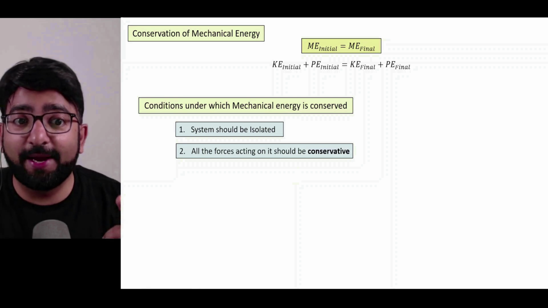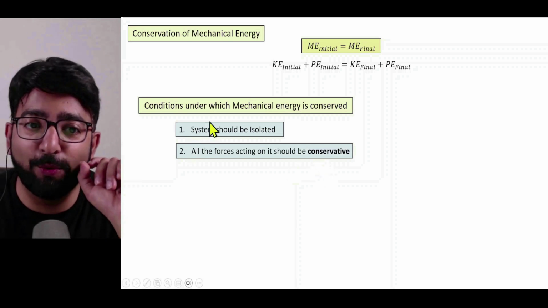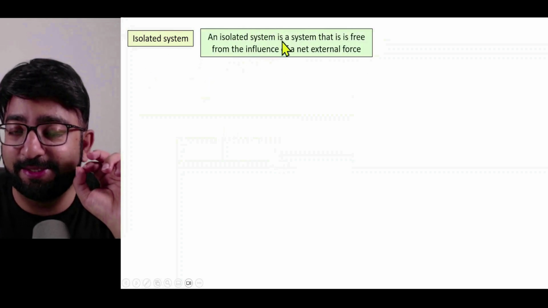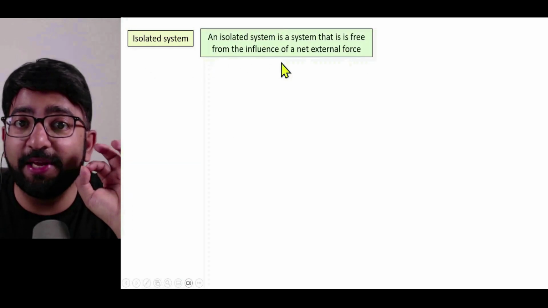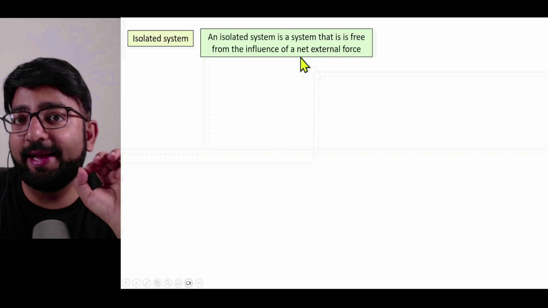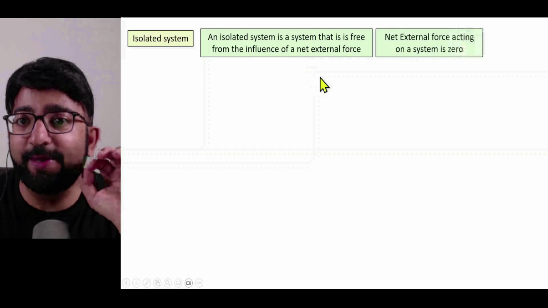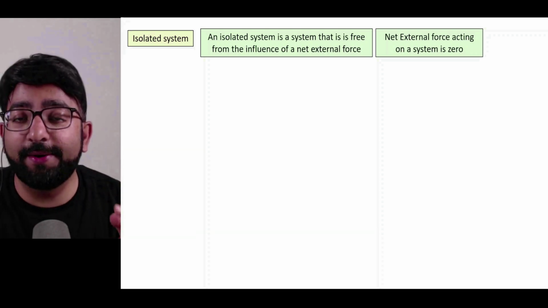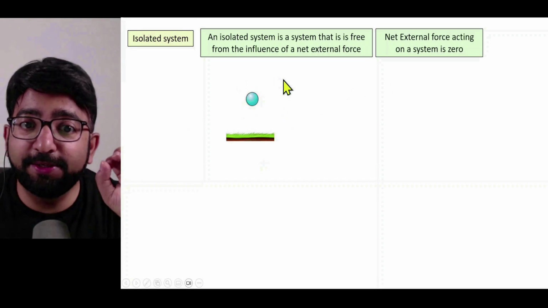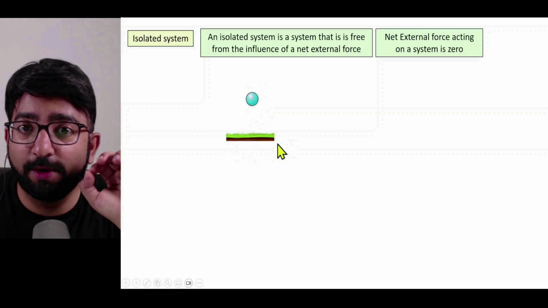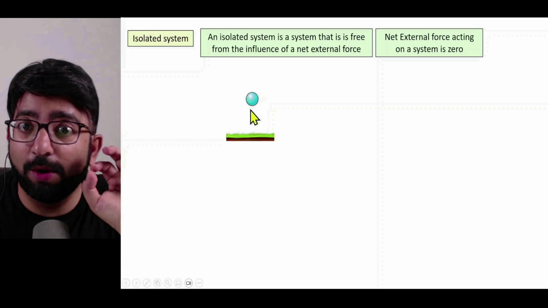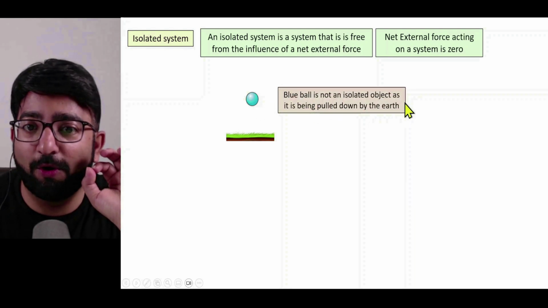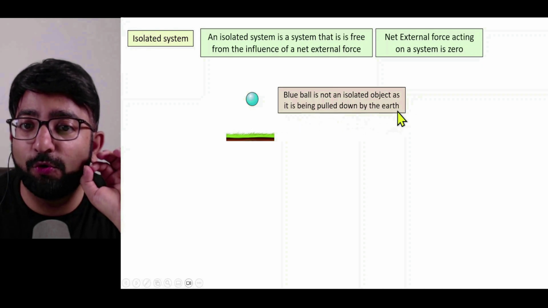So let's try to understand each of these points one by one, starting with what is meant by an isolated system. So an isolated system is a system that is free from the influence of a net external force. So that means the net external force acting on the system should be 0. So let us try to understand this with an example. Imagine we have a ball which is falling towards the ground. So if we consider the ball only as the system, so blue ball is not an isolated object as it is being pulled down by the earth.